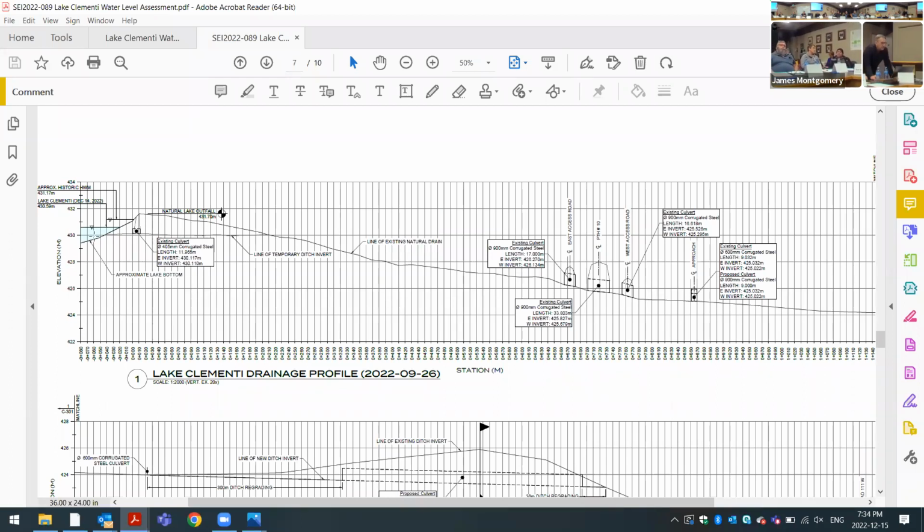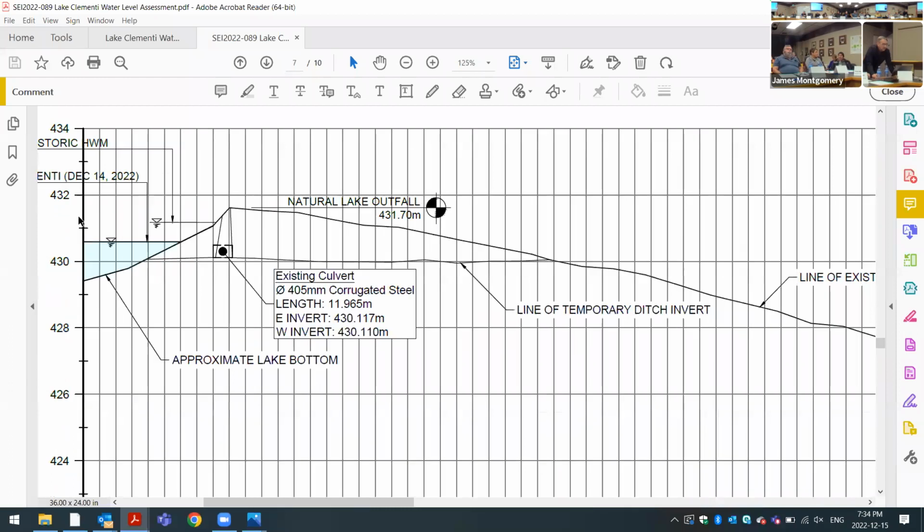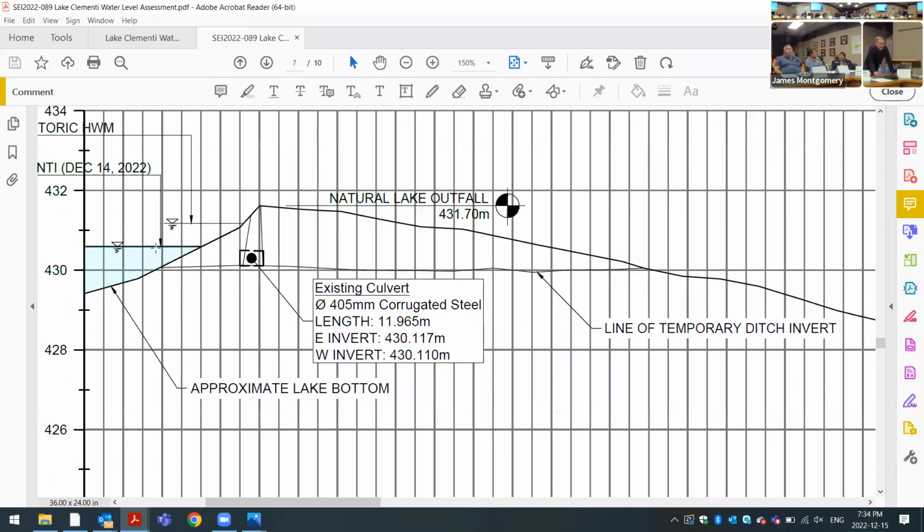Okay, so I just want to draw your attention to this over here. This is the west end of Lake Clementi, and this is the water level that it is right today. So it would have to go over this hump and then go down and follow the natural swale through Henry's Land, right? So we'd have to put a culvert in here, all the way to here, about 200 meters long, in order to get that water to go into that drain because of that profile of the ground. The inlet of the culvert, what we're proposing, is 430.2.